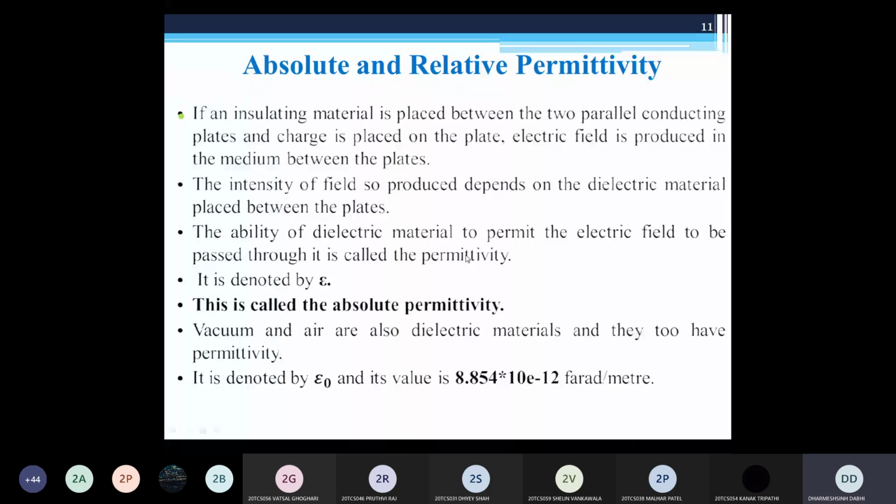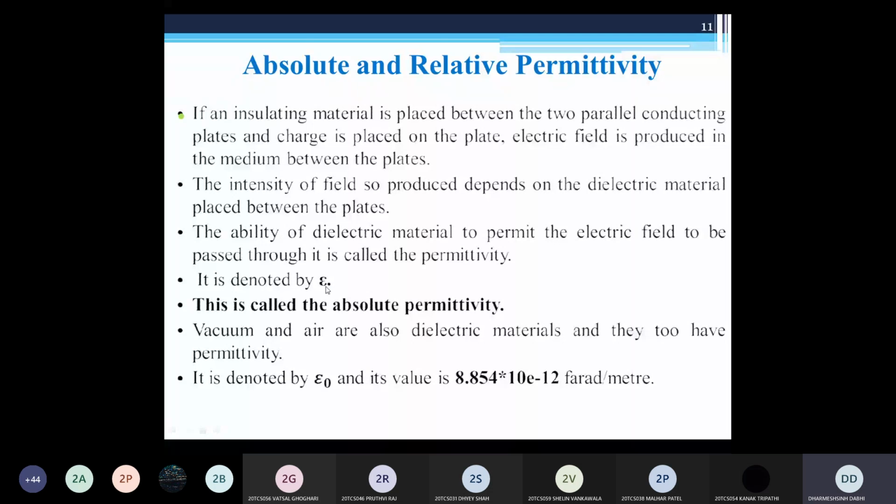If more flux passes through the insulating material, then its permittivity is high. If low flux passes through the insulating material, then its permittivity is low. That depends upon the type of material we use. Okay? So that is denoted by epsilon. Permittivity is denoted by epsilon. And this is also called the absolute permittivity. That is called the absolute permittivity.